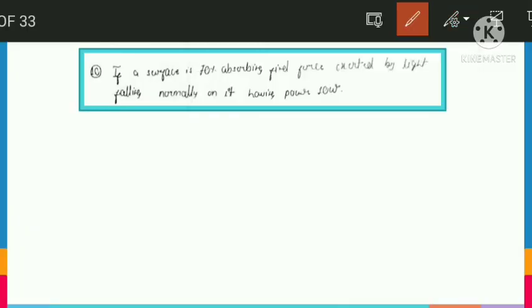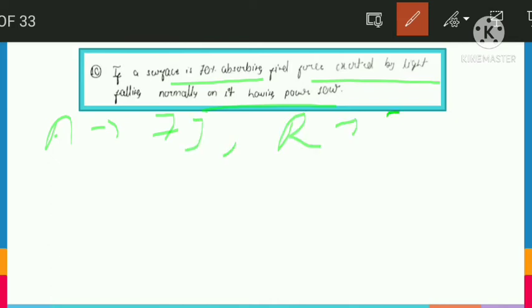So yes, friends, our next question says a beam of light falls on a surface that is 70% absorbing, and so 30% reflecting. Then we have to find the force exerted by light falling normally on it, and it has a power of 10 watt. So 10 joule of energy is falling on that surface. 70% gets absorbed, so the total energy absorbed is 7 joule, and the total energy reflected is 3 joule.